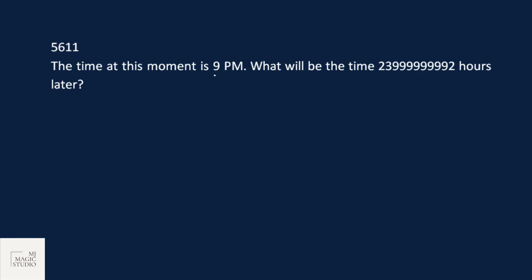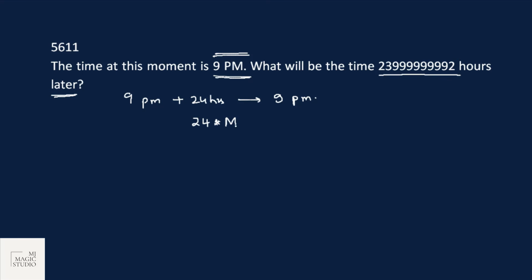The time at this moment is 9 p.m., or whatever, but here we have taken an example of 9 p.m. What will be the time this many hours later? We know that if now is 9 p.m., and we add 24 hours, then the time again will be 9 p.m. Or if we add 24 times m, where m is any integral value, then also the time will be 9 p.m. This number is divisible by 24 only if I add 8 to it. That means this number will become 24 times m.